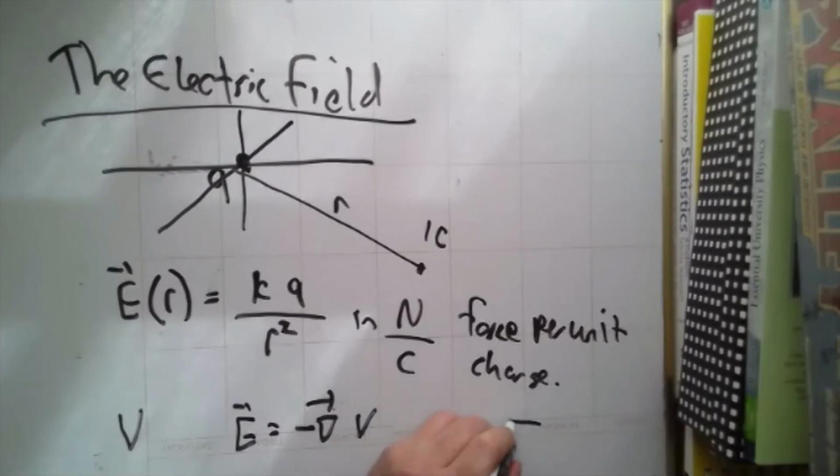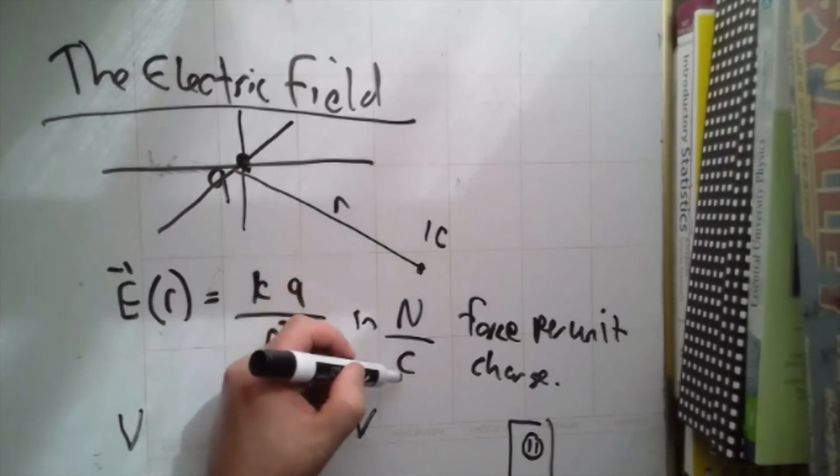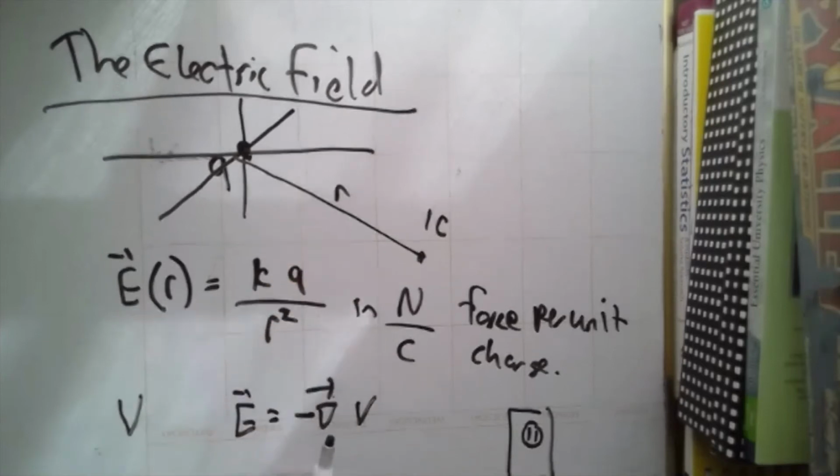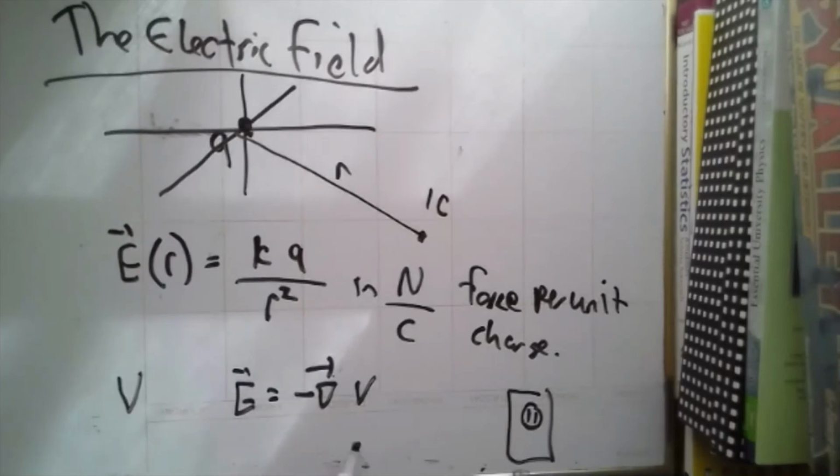So if I have an outlet and I say there's a 120 volt difference across that outlet, if I were to measure the distance across there, the electric field measures the change in potential per distance. The electric field's units are newtons per coulomb. V is in volts, which is joules per coulomb.